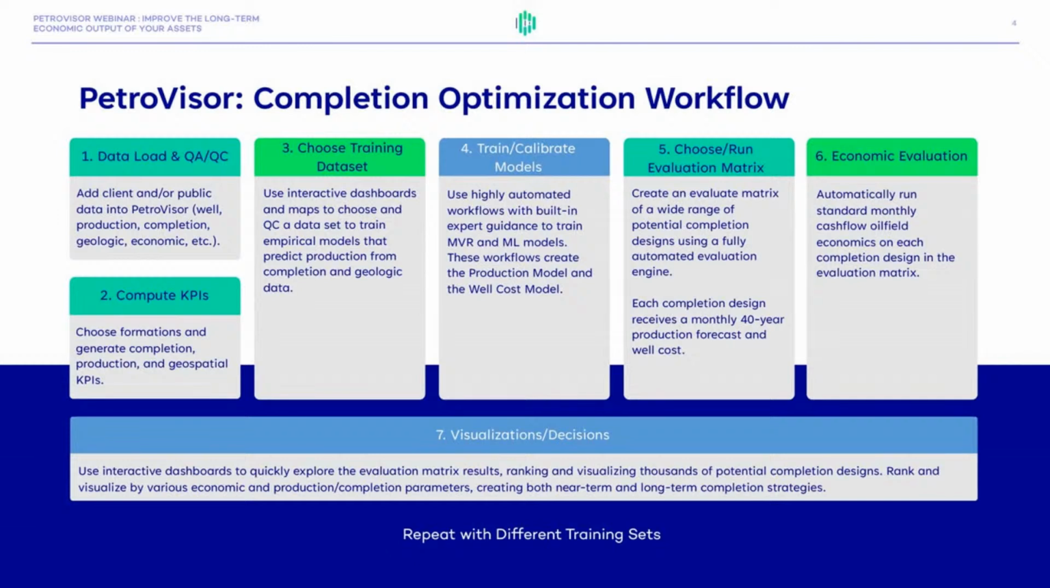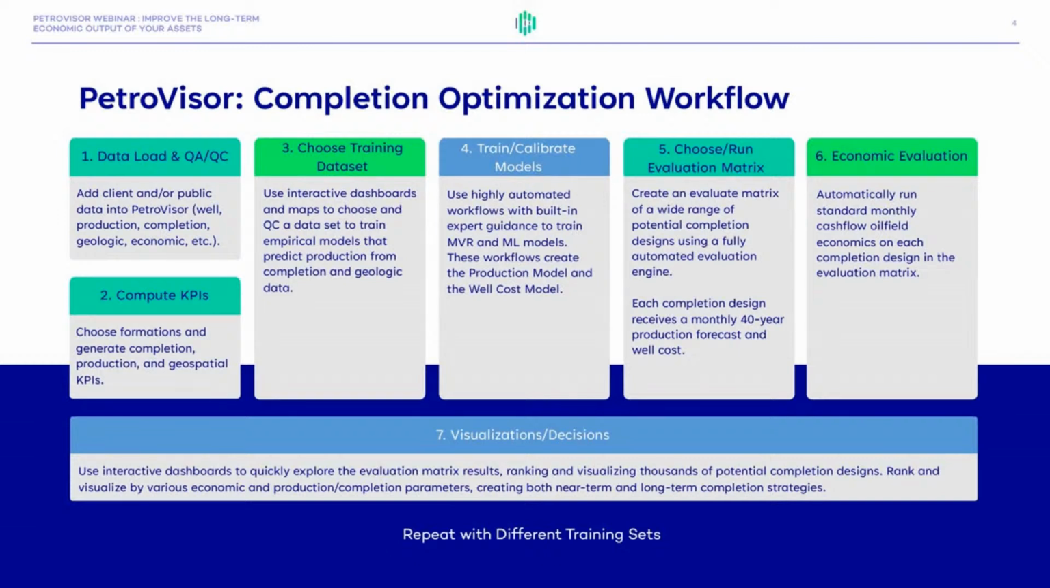This is a data set in which we're going to try to predict well performance, production, from completion and geological parameters. And so choosing this data set can be very important. And obviously you tend to choose a single formation, maybe a particular fractured fluid, a geographic area of interest, etc. Once that's chosen, we then train models.